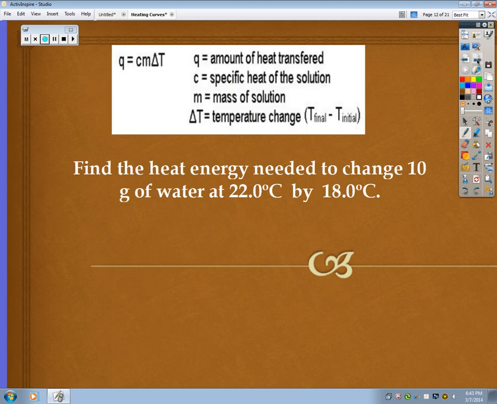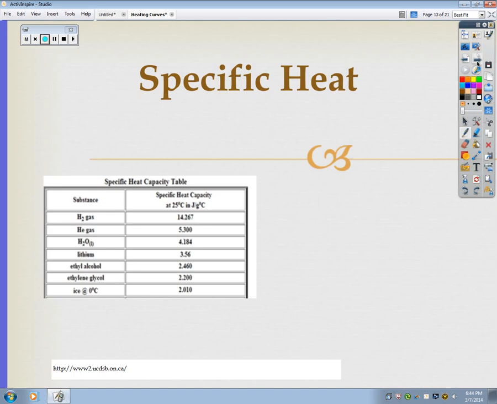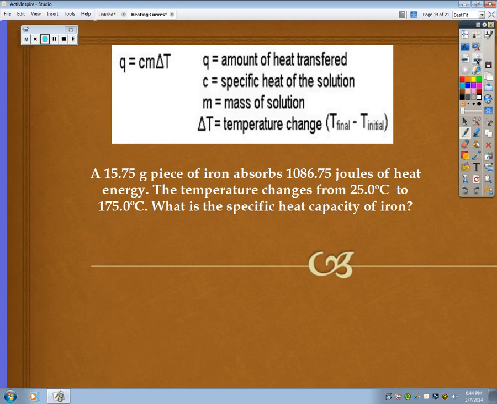Let's do another one. Find the heat energy needed to change 10 grams of water. Well, we just did that. Okay, there's my specific heat. So you can see that water is 4.184. Let's do this one. A 15.75 gram piece of iron. So what do you know? You know you have a mass, right? So I'm going to write Q equals mc delta T right here. And as I go through this, I'm going to show you what I know. I know I have a 15.75 gram piece of iron.